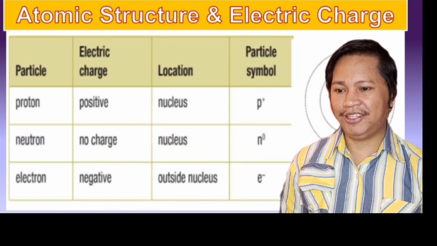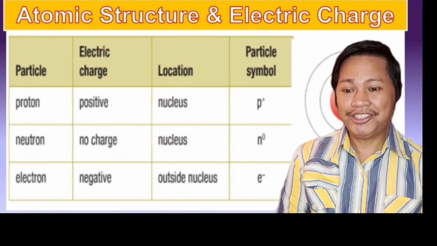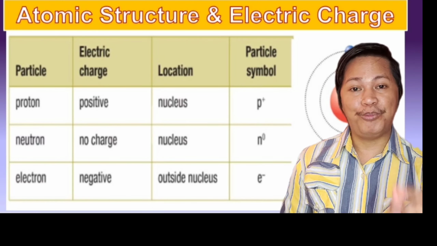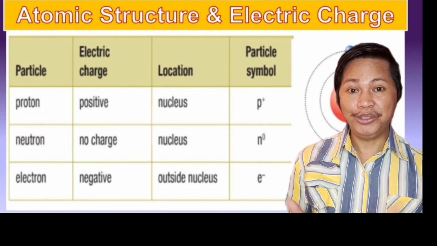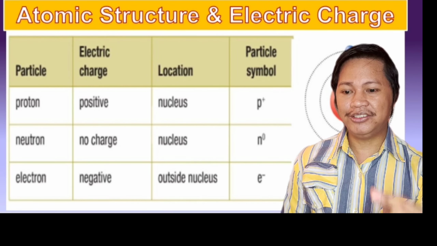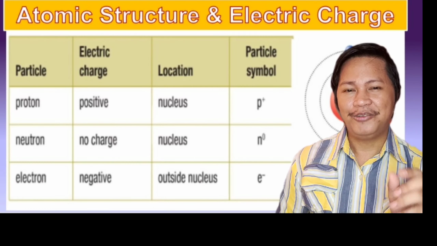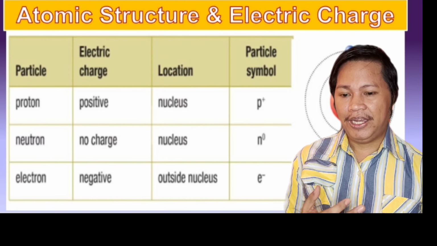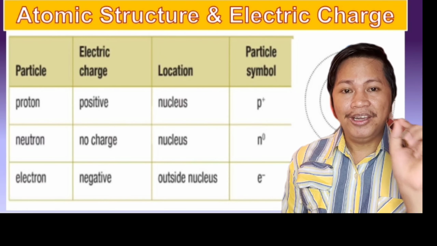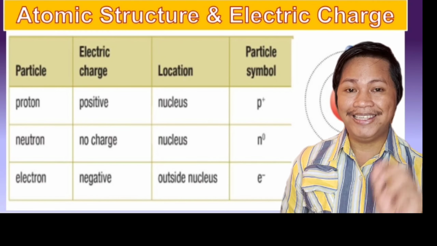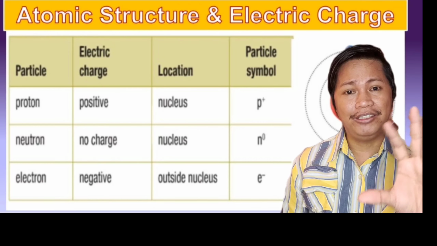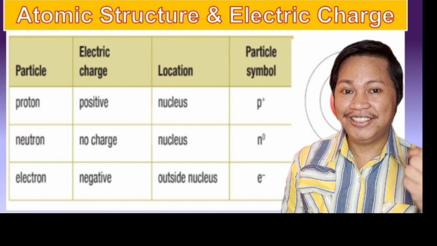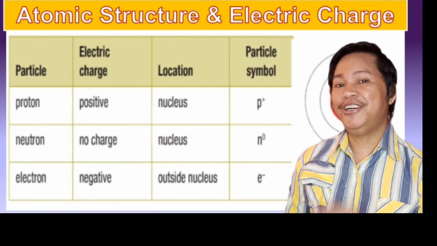In this table, class, you can see that it is categorized by particle, electric charge, location, and particle symbol. We have the particles proton, neutron, and electron. The charge is positive for proton, as I said a while ago, no charge for neutron, and negative for electron. The location is the nucleus for proton and neutron, and outside the nucleus for electron. For the particle symbol, for proton we write a small p with a positive charge mark at the top right. For n, you can notice that there is a 0. That 0 indicates neutral, or no charge at all. And e has a negative sign written at the top right of the symbol, meaning that it is the electron. Electron is negative, n is neutral, and p plus is positive.